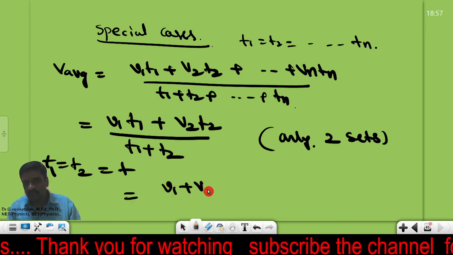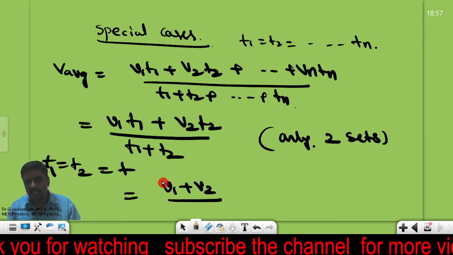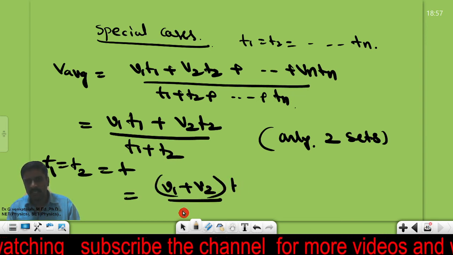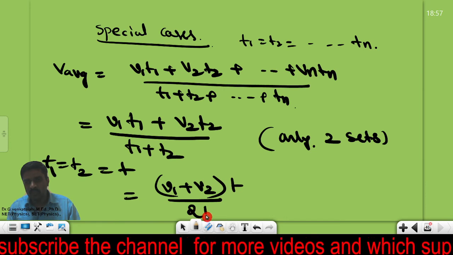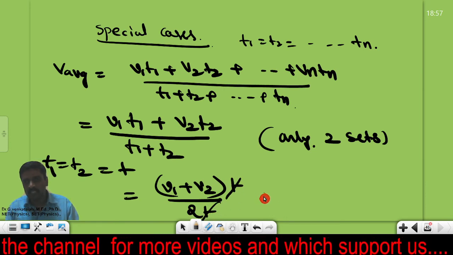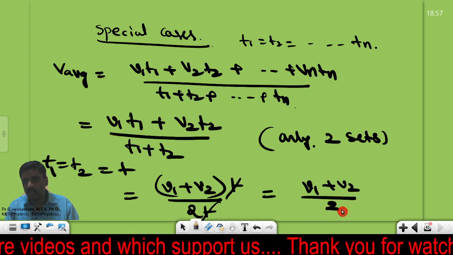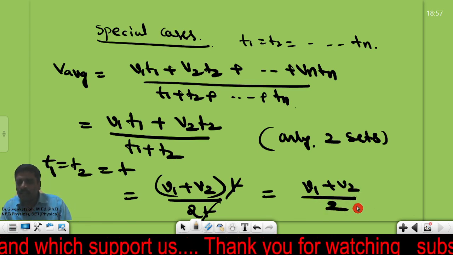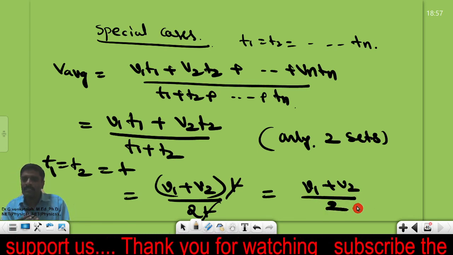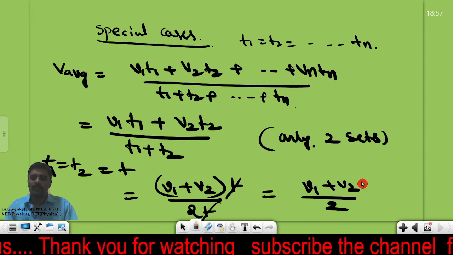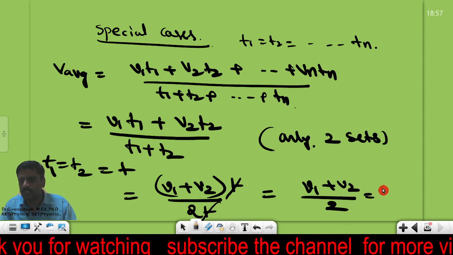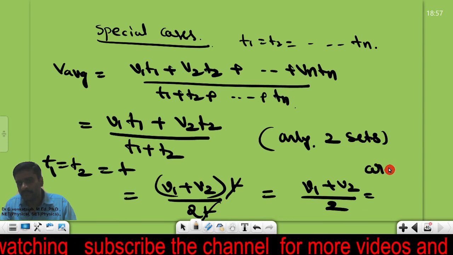In the above equation, V1 plus V2 into T, taking T common, divided by 1 plus 1 which is equal to 2 into T. T both will cancel, so what will we get? V1 plus V2 divided by 2. What does this mean? This is nothing but the normal arithmetic mean. So this is equal to the arithmetic mean.